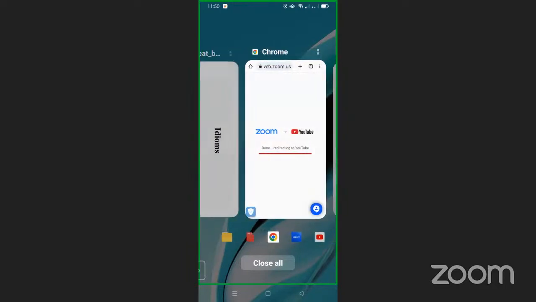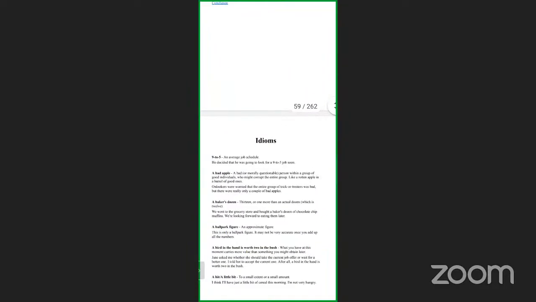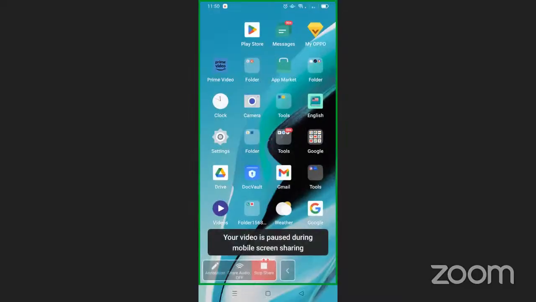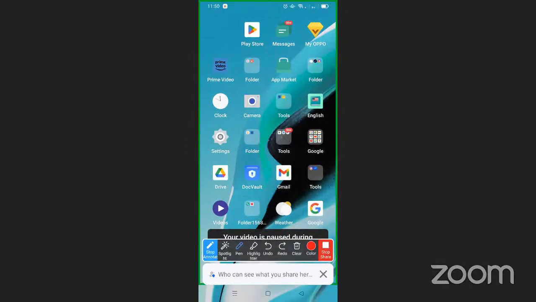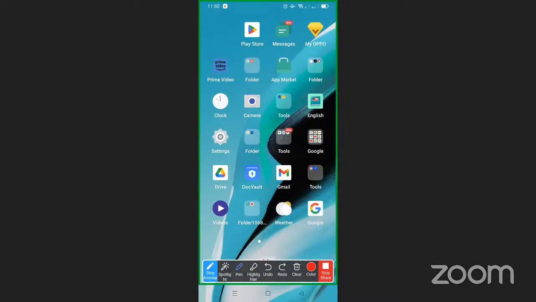Here you go. So here we have the idioms. ਸਾਡੇ ਕੋਲ ਸਾਡੇ idioms ਆ ਗਏ ਨੇ ਜੀ. ਆਪਾਂ just a minute. ਇਹ ਕੀ ਹੋ ਗਿਆ? Let me see whether the screen is not getting shared now. Yeah, now the screen is getting shared.